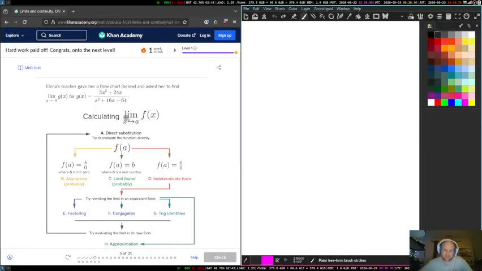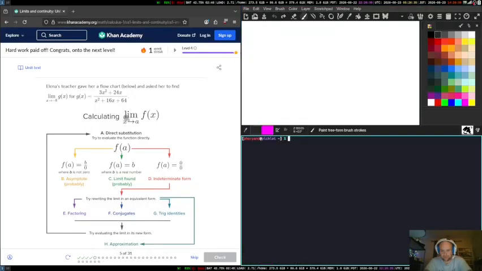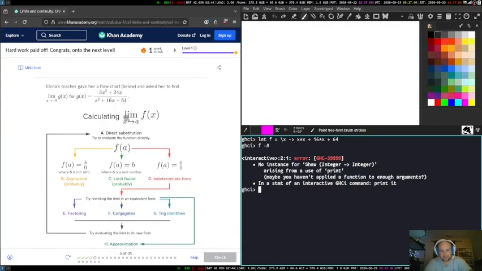Okay, I'm just going to get the calculator. F is equal to... I think that's the syntax. Okay. Then f of minus 8. Yeah, so this is 0.